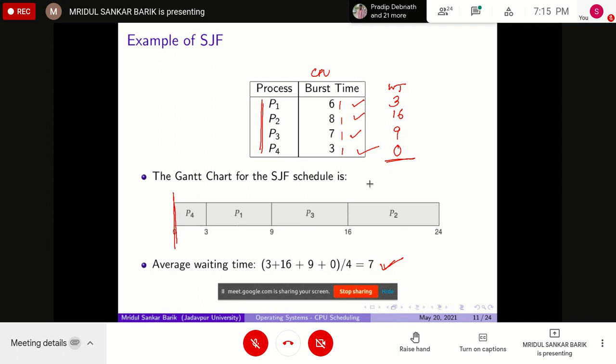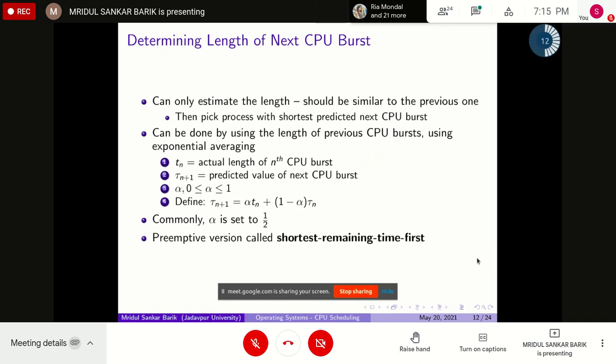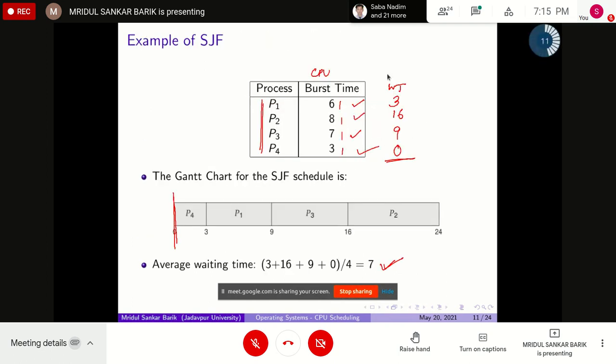This sort of SJF is the non-preemptive version of SJF. SJF can be preemptive and non-preemptive, so we'll look into that later on. But from the principle of SJF, as you can see, we need to know the length of the next CPU burst. Based on that, we'll be choosing the process whose next CPU burst length is minimum, or the shortest.